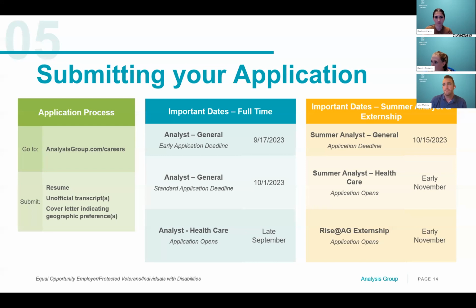As you'll see here, we don't have exact application deadlines for our healthcare and externship positions yet. However, once these jobs are posted and on our website, the application deadline information will be listed within the job description. So there will be more information there as well.